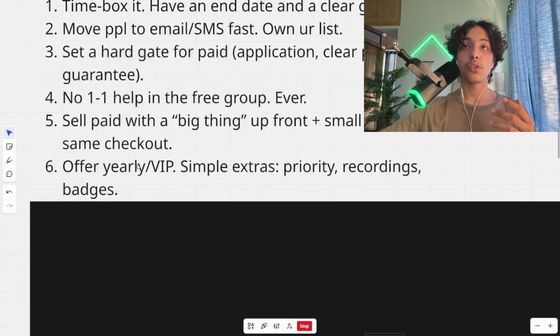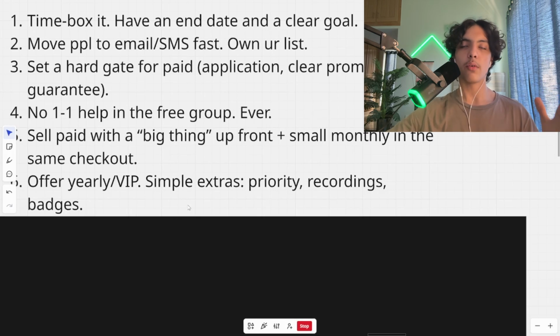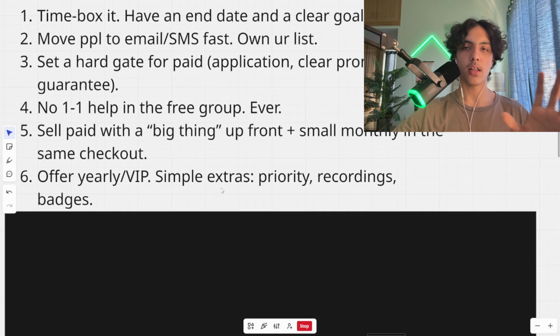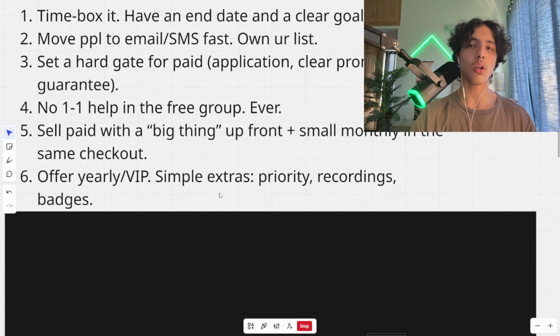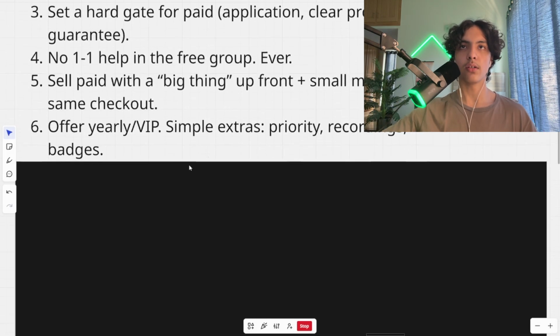Number 6, you also want to make sure to offer yearly or VIP. You can have simple extras if you buy yearly, where you can get priority, you can get recordings faster, you can get badges, and so on. So if you buy the yearly program, you get all of these benefits, even though you pay less money than what you would actually pay yearly, right?